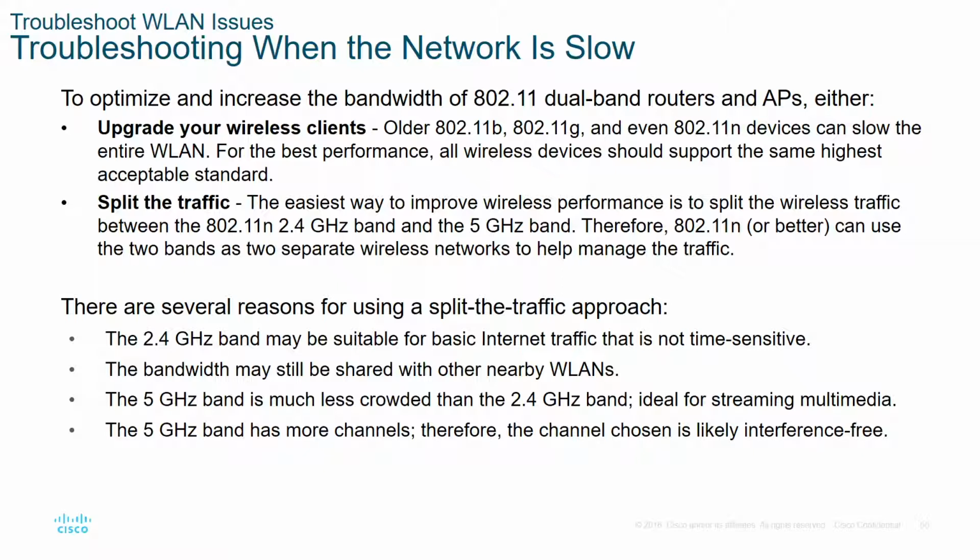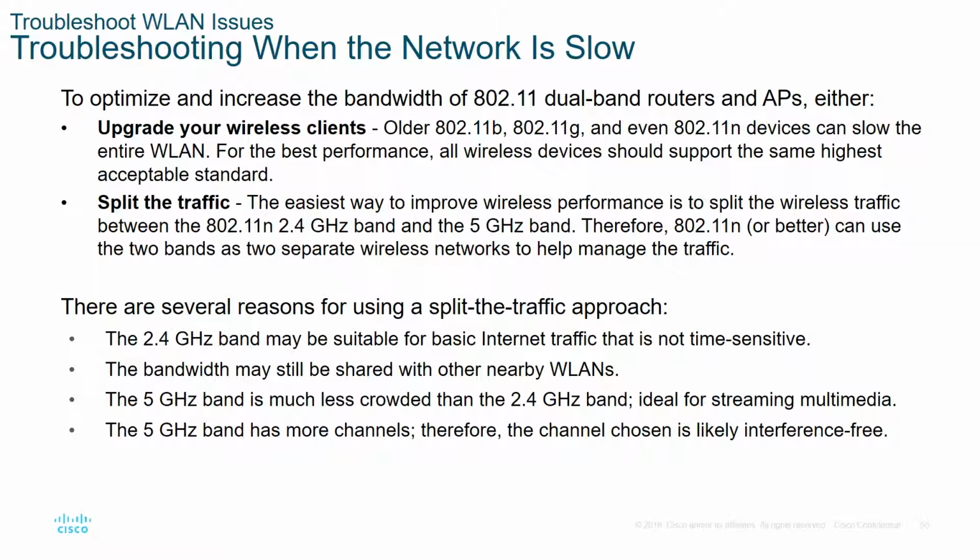Split the traffic. The easiest way to improve wireless performance is to split the wireless traffic between 802.11n 2.4 GHz and the 5 GHz band. Therefore, 802.11n or better can use the two bands as separate wireless networks to help manage the traffic. There are several reasons for using a split the traffic approach.